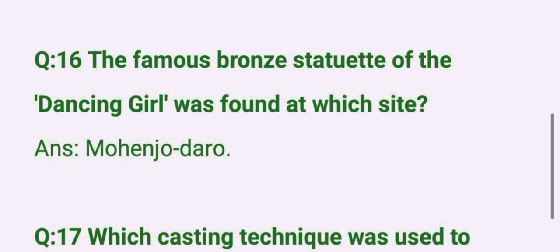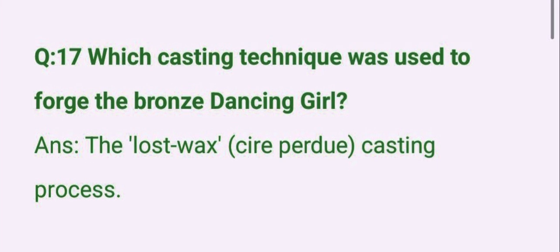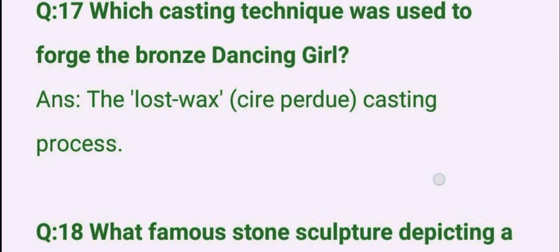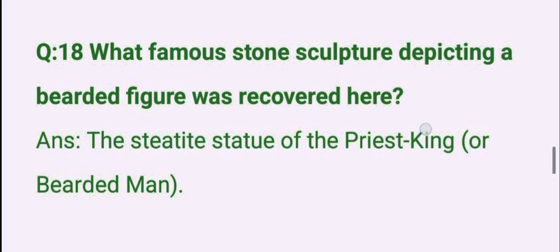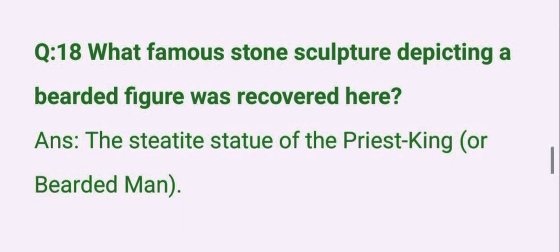The famous bronze statue of the dancing girl was found at which site? Mohenjo-daro. Which casting technique was used to forge the bronze dancing girl? The lost wax casting process. What famous stone sculpture depicting a bearded figure was recovered here? The statuette of the priest king or bearded man.